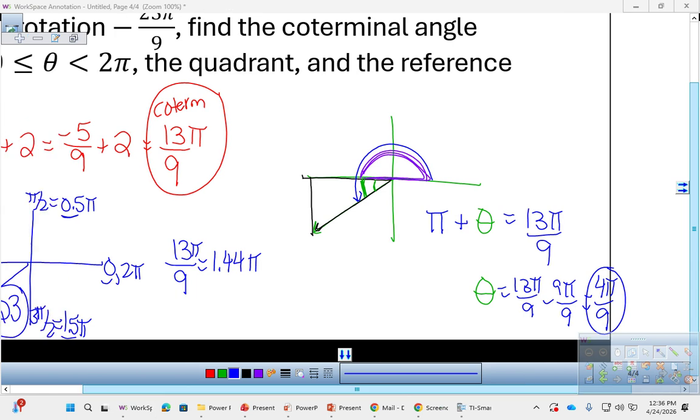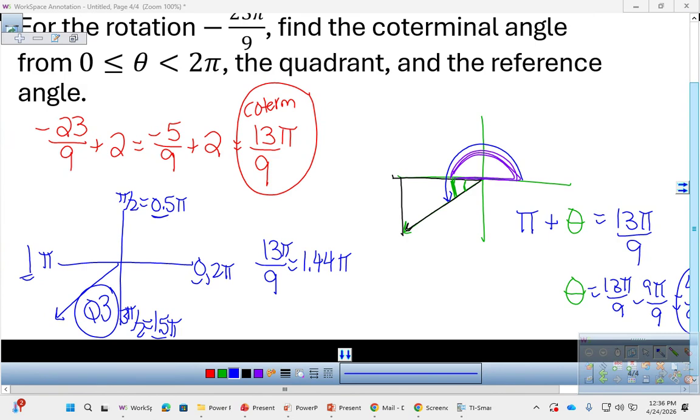If your angle's in quadrant 4, there's a different rule for that. It's 2 pi minus the angle. If it's in quadrant 1, there's a different rule for that. So it just depends on what quadrant you're in, so just pay attention to that. But for me, I end up with 4 pi over 9.